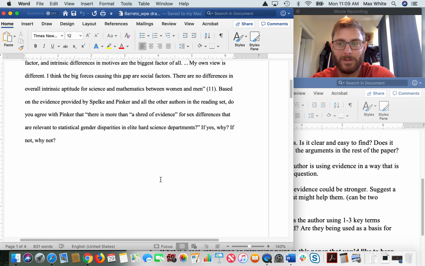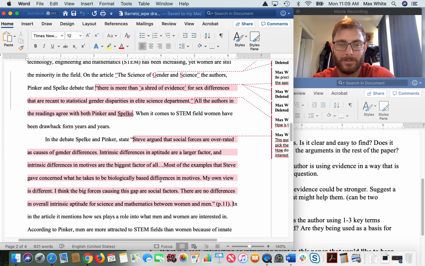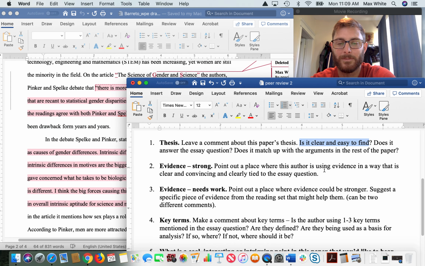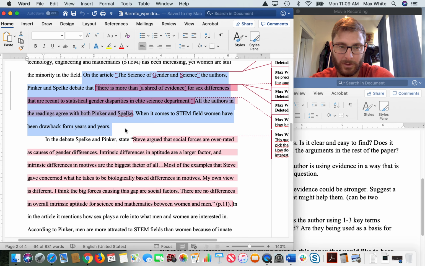So, it's asking you, do you agree with Pinker or Spelke? Now, let's look at the thesis statement. Do you see agreement or disagreement? I don't. So, does it answer the essay question? No. Does it match up with the arguments in the rest of the paper? We'll see. We'd have to go through paragraph by paragraph and see if the whole paper supports this idea that all the authors agree with both Pinker and Spelke.